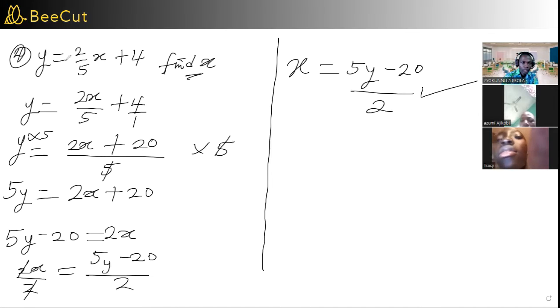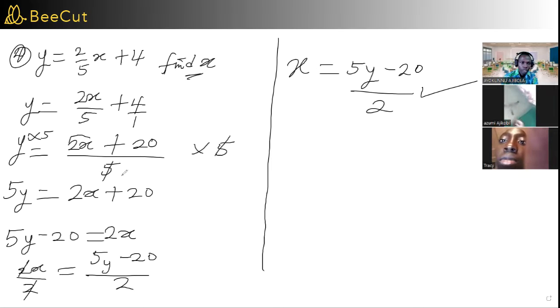The question says y equal to 2 over 5x plus 4. Now you are looking for x. I asked, what do we need to do? We have to find the LCM on the right hand side. Are you listening? Yes, I am. Okay, so to find the LCM, I have to say 2x over 5, then 4 over 1. The LCM of 5 and 1 is what? 5. So how many 5 is in 5, Tracy? 1. Then 1 times 2x gives you what? 2x. That is where I got this from.